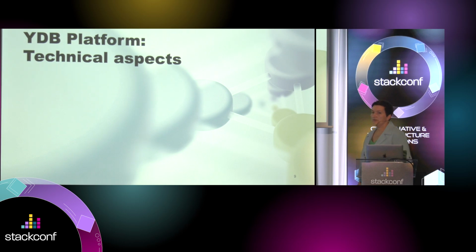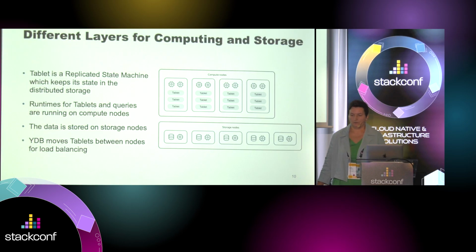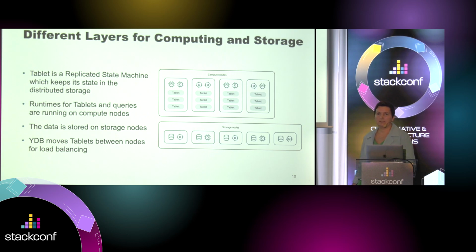Let's go further to some technical aspects. First of all, about the main principles of YDB architecture. YDB has different layers for computing and storage, and the main YDB component is a tablet. A tablet is a replicated state machine which keeps its state in the distributed storage, and YDB moves tablets between nodes for load balancing.